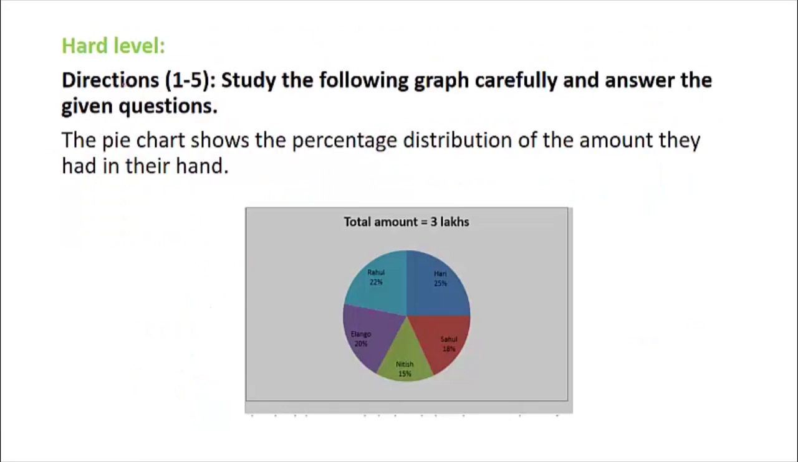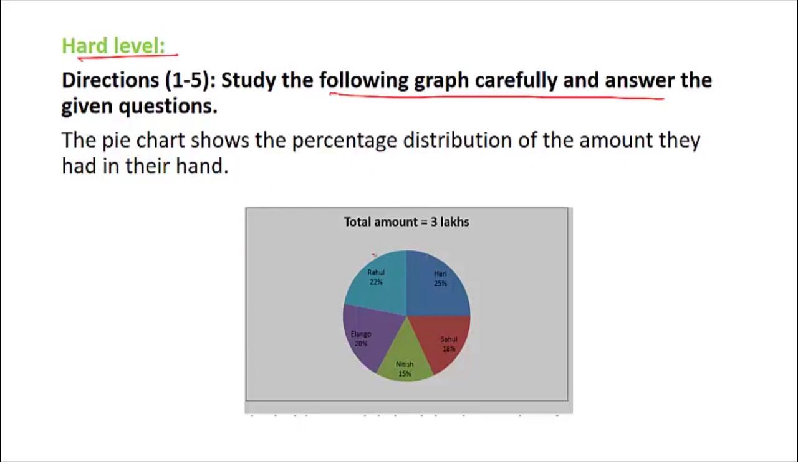So this is a hard level question. Let us see how we could approach this type of problem. Hard doesn't mean that it is very difficult; actually the calculation is lengthier. Let us see what the question says. Study the following graph carefully and answer the given questions. The pie chart shows the percentage distribution of the amount they had in their hand.